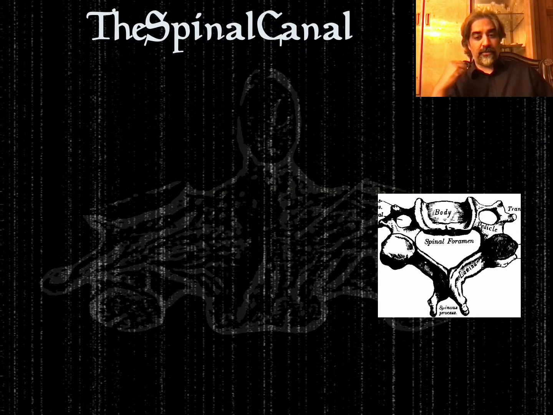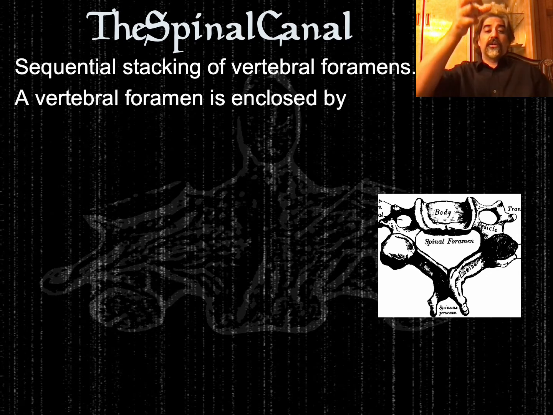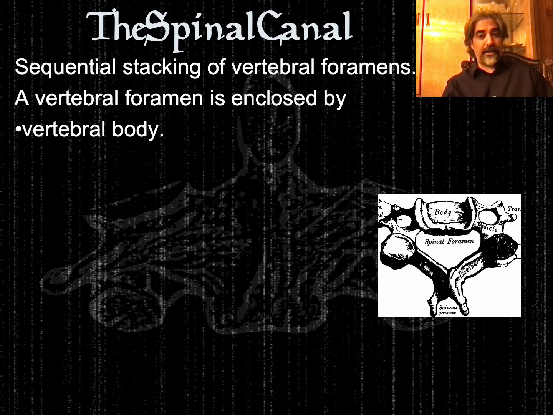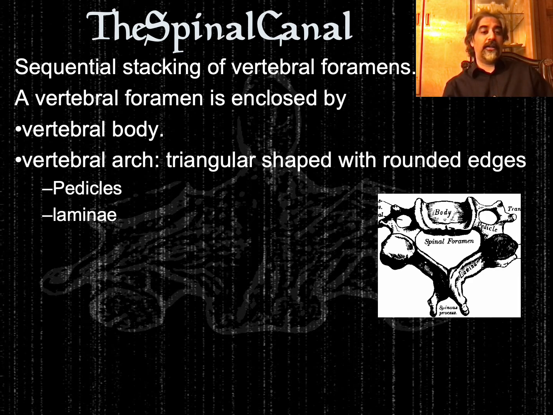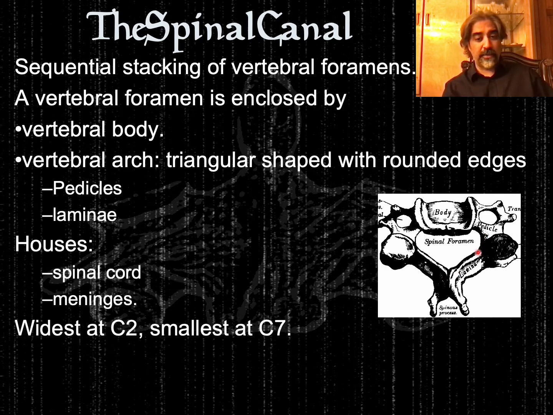So we've talked about the vertebrae, we've talked about the complexes. Let's actually talk about what the spinal canal is. It's the sequential stacking of vertebral foramens that forms the big canal. And it's enclosed by the vertebral body anteriorly, and then the vertebral arch, which is basically here, the pedicles and laminae. This is what the posterior part is. And it houses the spinal cord and the meninges.